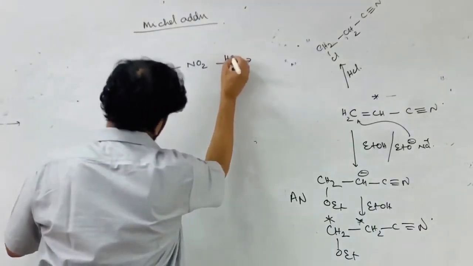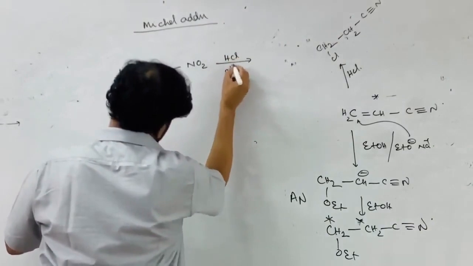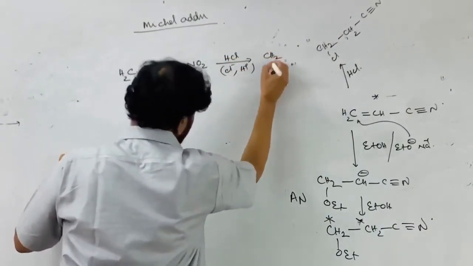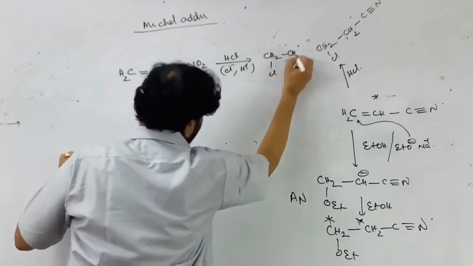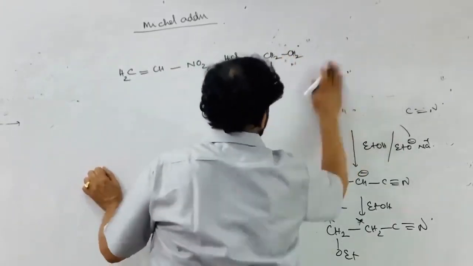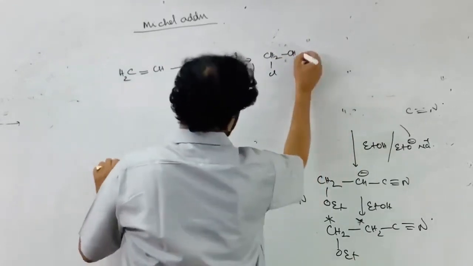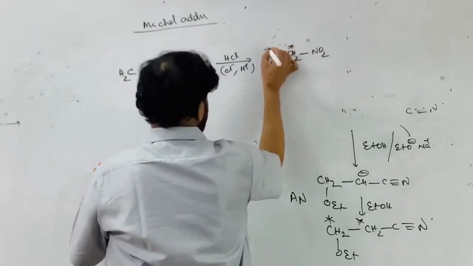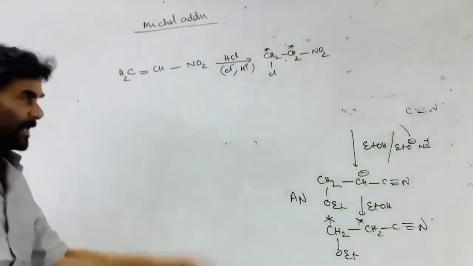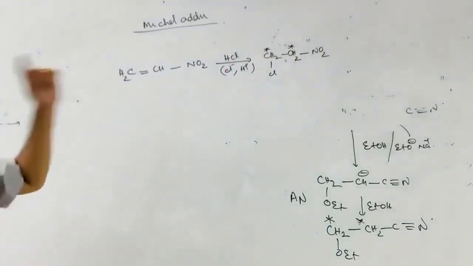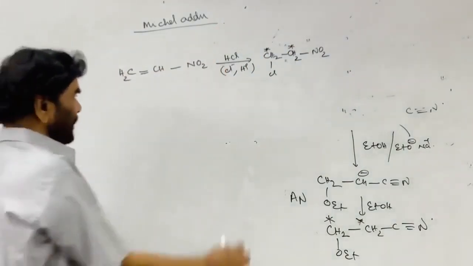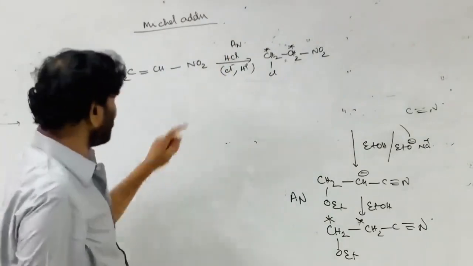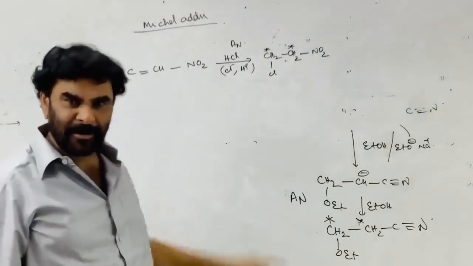This is HCl, so that is Cl minus, H plus ion. Many times I am writing the same reaction; try to understand the concept of the reaction. That is CH, this is NO2, that is CH2. This is the addition center, and addition is complete. Sorry, this is a nucleophilic addition reaction, AN reaction. It's not a Michael addition. Here the nucleophile is chloride ion.